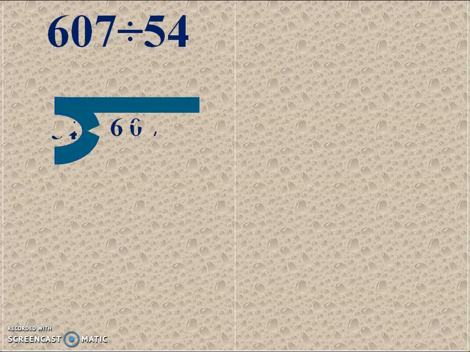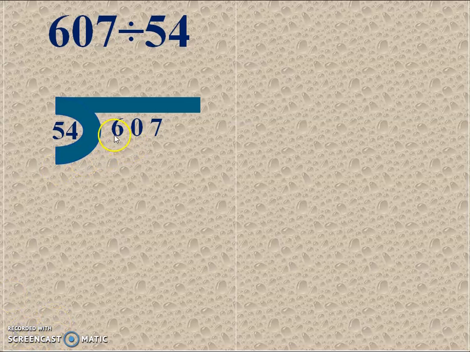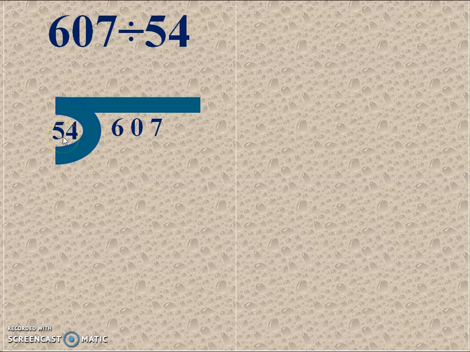Now first of all we change its format and we write divisor and dividend in its correct place. Here we can see that 6 is smaller than 54, so it is not divisible by 54. Still we have to divide, so we divide by 0. 54 zeros are 0. 6 minus 0 gives us 6. Then we bring the next digit down.